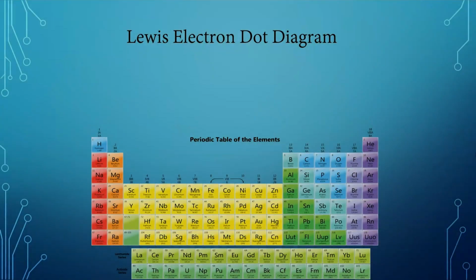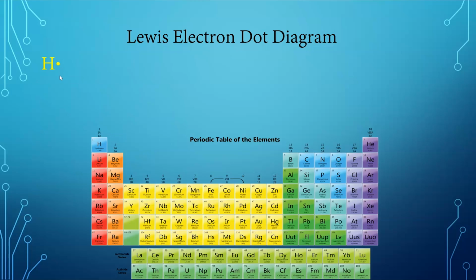There's an even simpler way to represent the valence electrons in an atom, and that's called a Lewis electron dot diagram. In a Lewis diagram, we basically represent each valence electron as a dot. So we'll start out with hydrogen. Hydrogen's in group number 1. It has 1 valence electron, so we simply put 1 dot next to hydrogen.